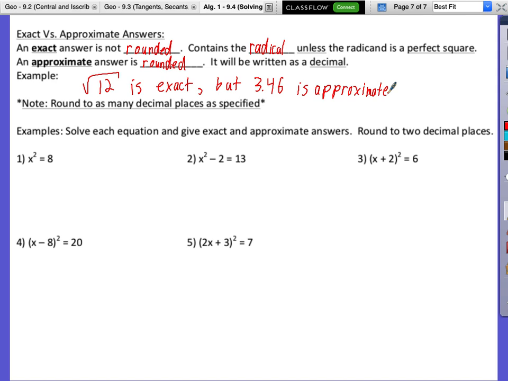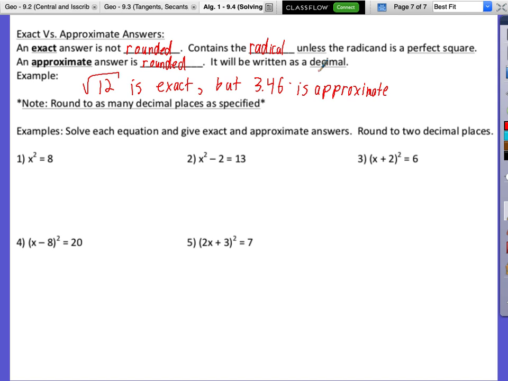So what we're saying is the exact answer contains the radical. It still has a symbol unless it's a perfect square. Because is 12 a perfect square? Is anything times itself 12? No. So because 12 is not a perfect square, this would be the exact answer. 3.46 is the approximate answer. Questions on that?